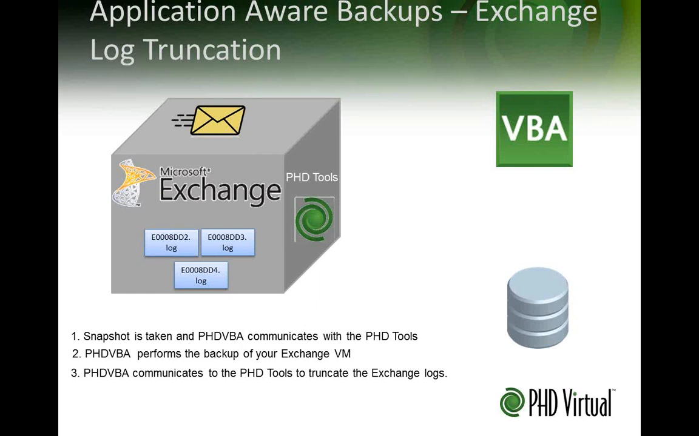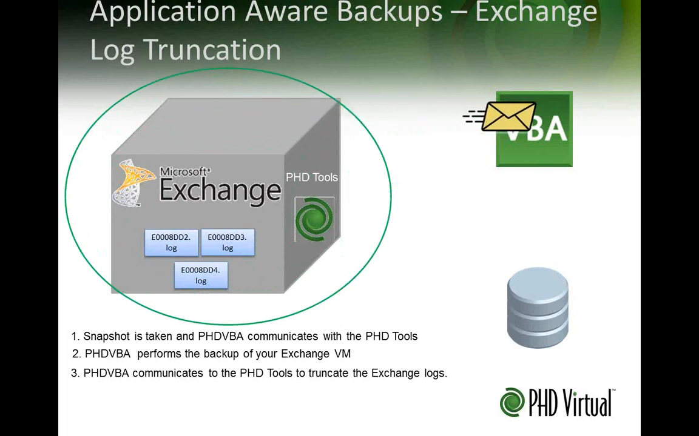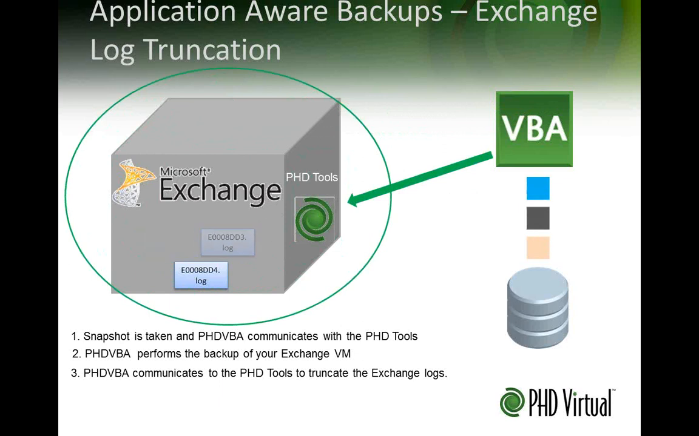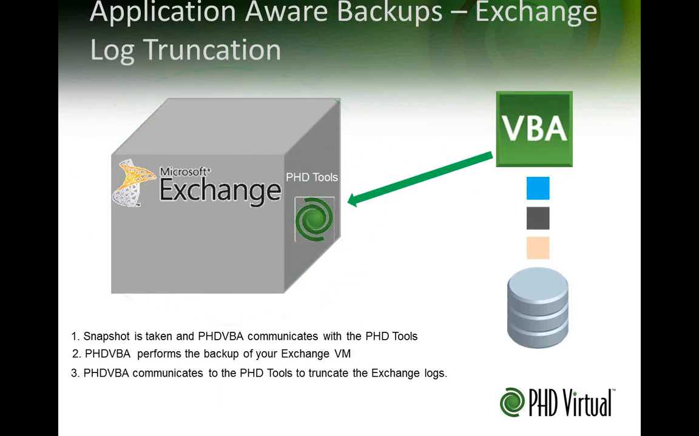Now let's talk about our application-aware backups for Exchange, and this is going to be for Exchange log truncation. How this is going to work is the VBA is going to take a snapshot of your virtual machine, communicate with the PHD tools, back up the data, send that to the backup storage, and then we'll communicate with the tools again, truncate your logs, and remove that snapshot.